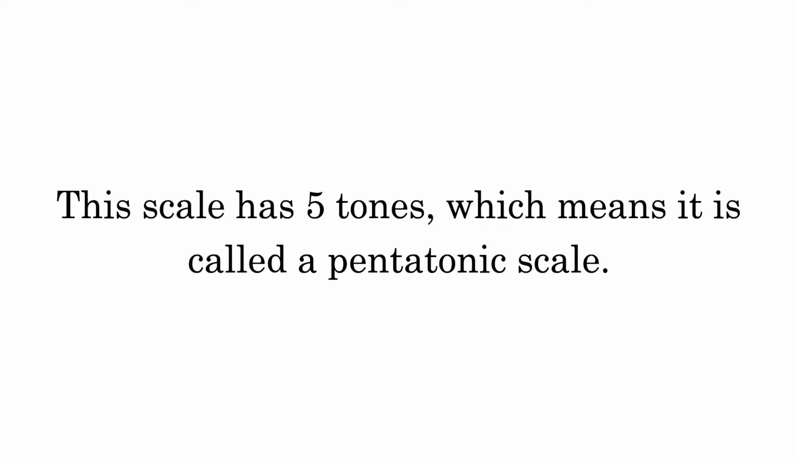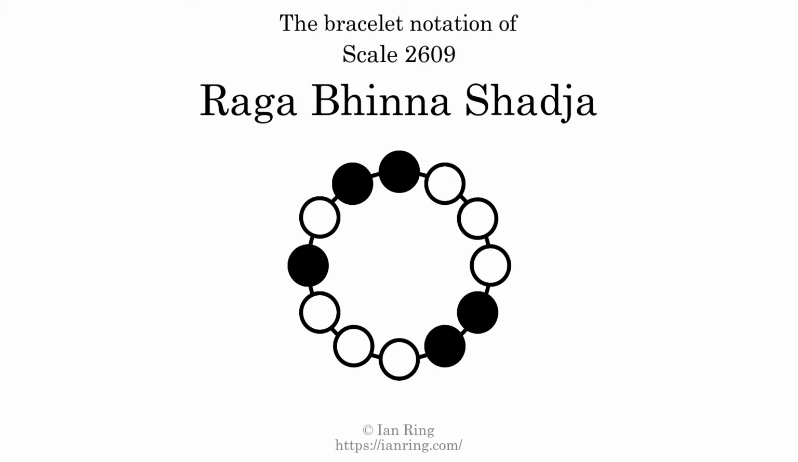This scale has 5 tones, which means it is called a pentatonic scale. This is a bracelet notation diagram of scale 2609. The shaded circles represent tones that appear in the scale, and they are read clockwise, starting at the top.